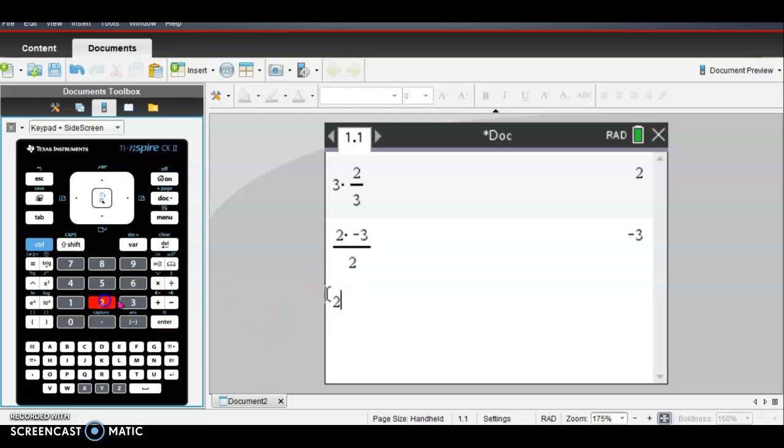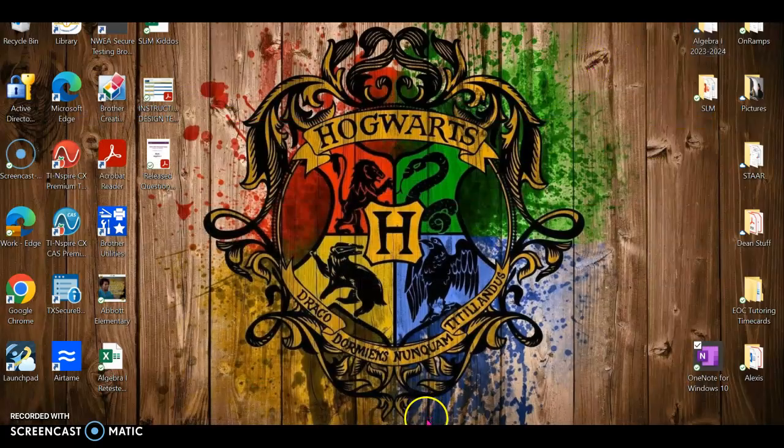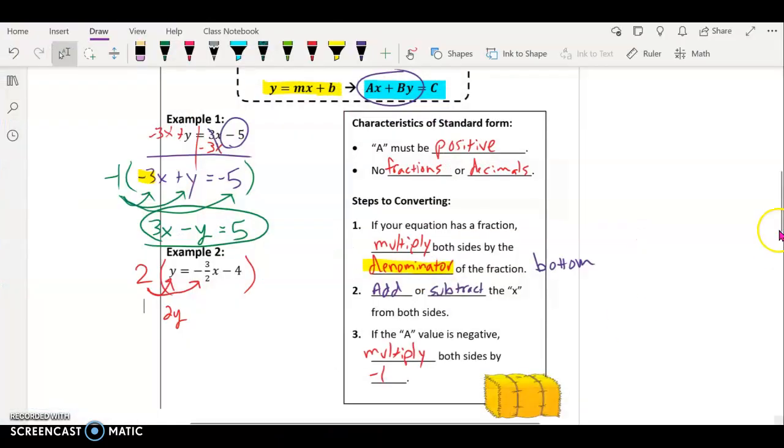Let's double check. 2 times negative, and make a fraction, 3 halves. Just double checking. It is negative 3. I'm not sure why it combines it into one fraction, but that is correct. It is negative 3. So let's go ahead and pull that up. When we multiply 2 to negative 3 halves, it was negative 3, and it does have an x, so it's negative 3x. Don't forget our equal sign is right here. And 2 times negative 4 is negative 8.